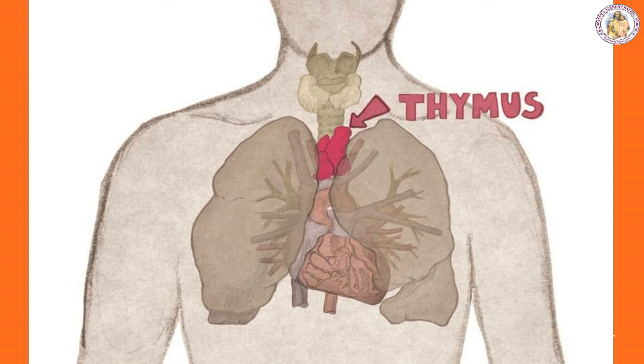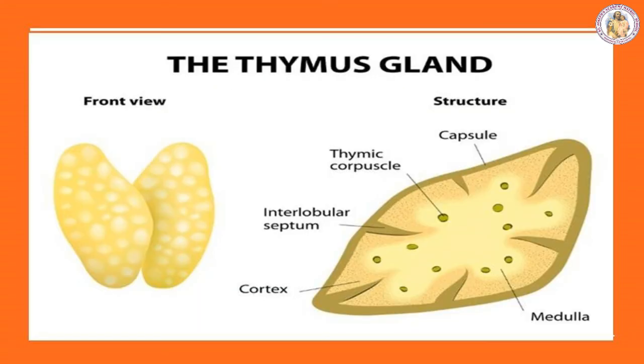Thymosin is a hormone secreted by the thymus. The function of thymosin is a stimulatory effect, which stimulates the production and differentiation of lymphocytes. This is the front view of the thymus gland and the structure of the thymus gland. You will have a cortex, medulla, capsule like that. This thymosin hormone is secreted by the thymus, and this gland is also used for the production and differentiation of lymphocytes.